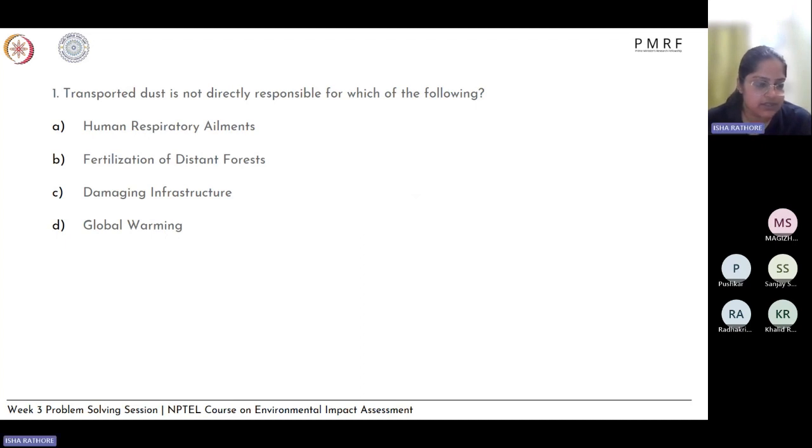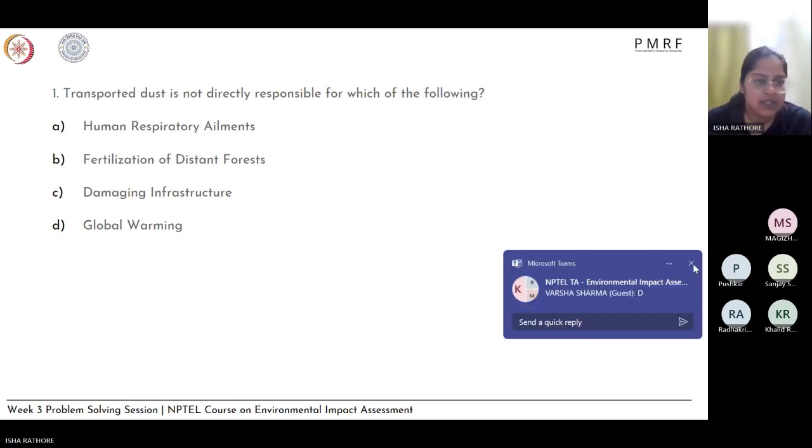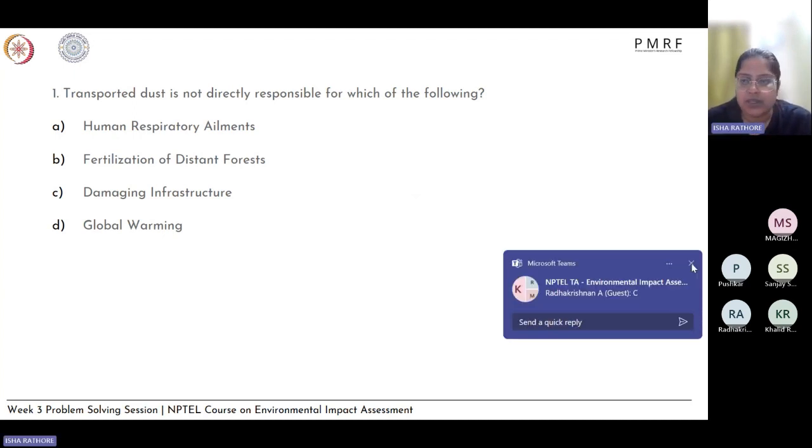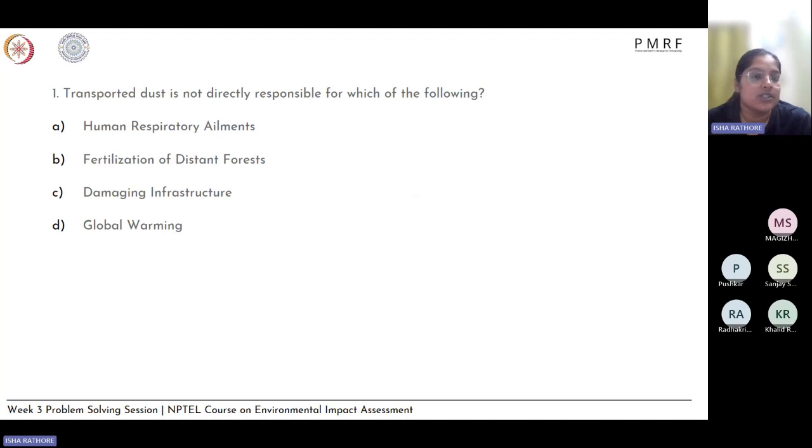Pretty sure all of you have answered these questions at one point. Okay, so we have an answer D. Okay, we have an answer C. So transported dust is not directly responsible for which of the following?